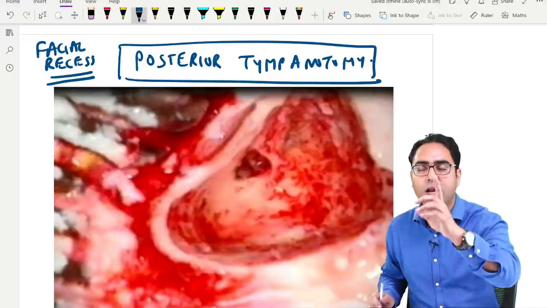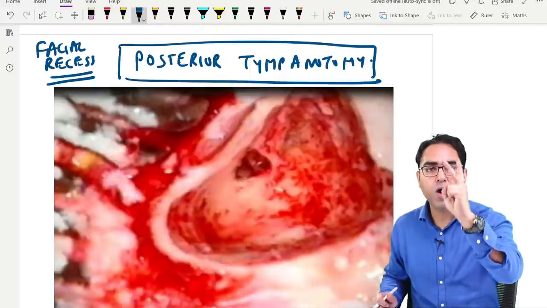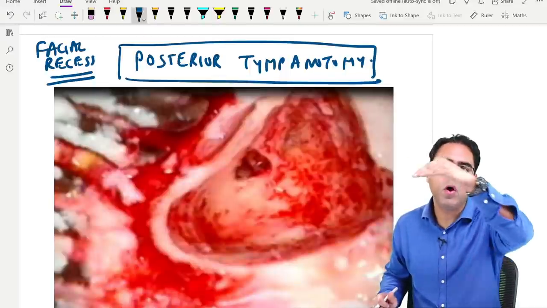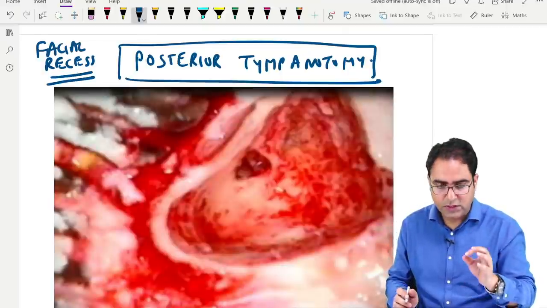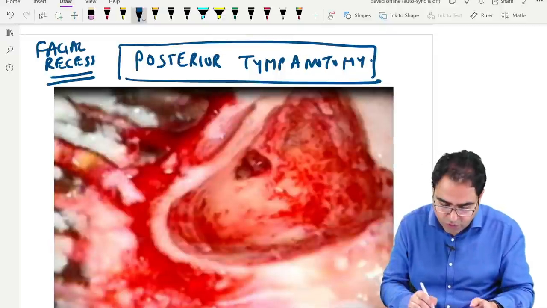Facial recess's three boundaries are: number one, the vertical segment of the facial nerve; number two, the chorda tympani; number three, the short process of the incus or fossa incudis. What is the surgical significance of the facial recess? The facial recess is the surgical landmark for posterior tympanotomy.